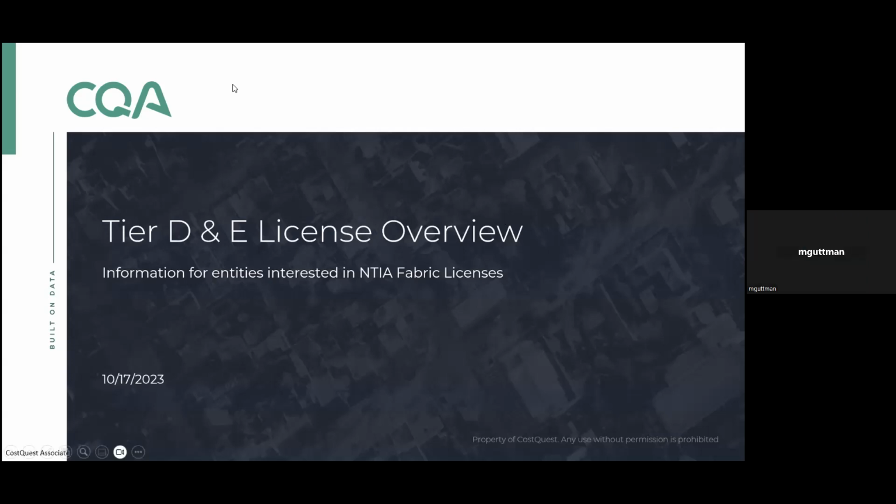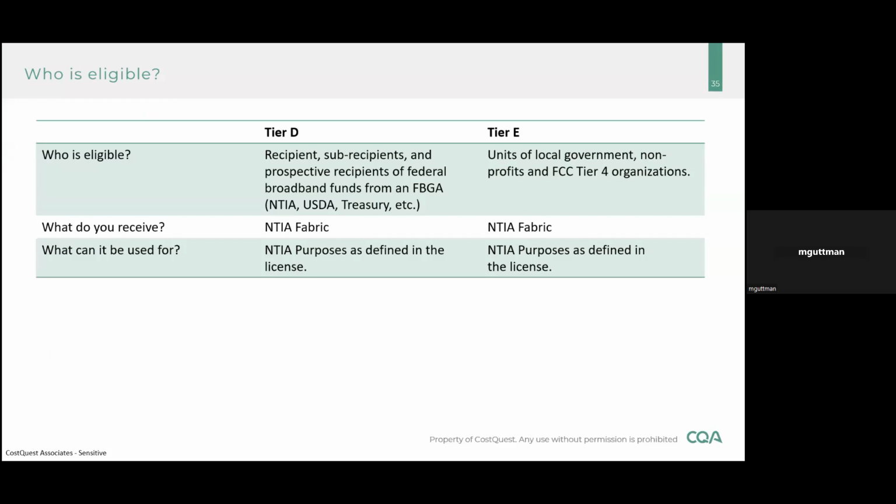So good afternoon, everybody. Just want to quickly go through the licensing as Shibuka alluded to earlier. My name is Mark Gutman. I'm with CostQuest Associates, and I support the licensing fulfillment for the NTIA project. So on the next slide, let me just give you a quick overview. There are 2 licenses that we have available for entities that are working within the BEAD context. So the Tier D license is intended for recipients or sub-recipients of federal broadband funds.